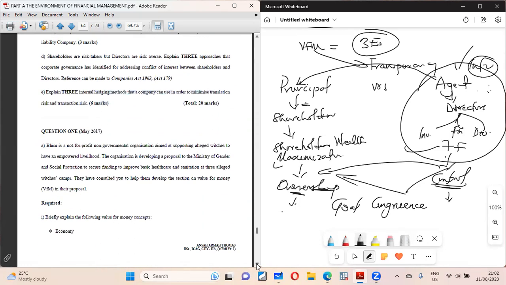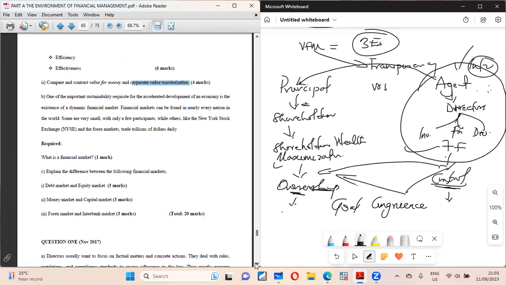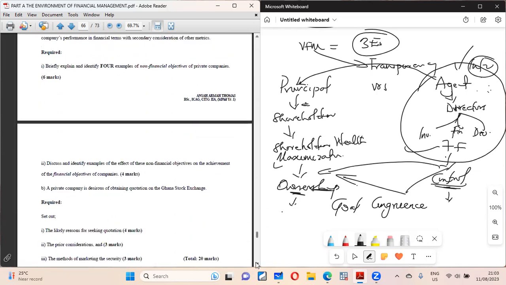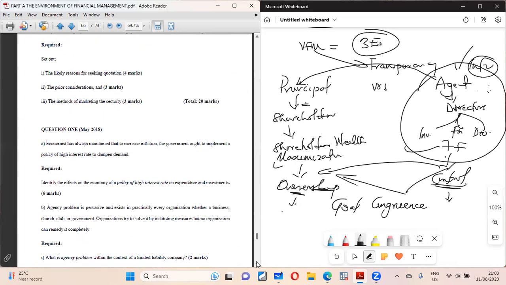All right. So we come to 2017. It asks about the value for money. Then it asks you to explain the 3 E's. Then it said compare value for money against corporate value maximization. You remember this, the fundamental issue underlying FM, wealth maximization. So the past question asks those things. By the time you finish, you should be able to answer them. Explain 4 examples of non-financial objectives of a private company. We mentioned them, so be ready for them. All right. So that is that.